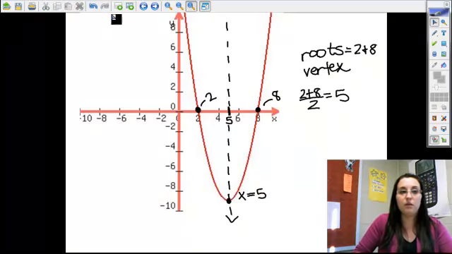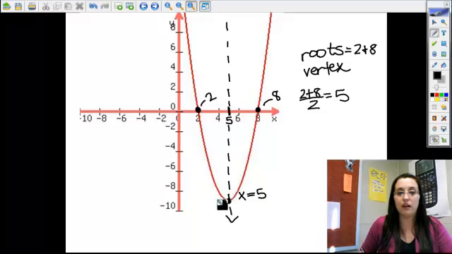But for this one, we're just going to use our estimating skills. If I look over here, it looks like it's halfway between -8 and -10, so it looks like my vertex is going to be at 5, -9.